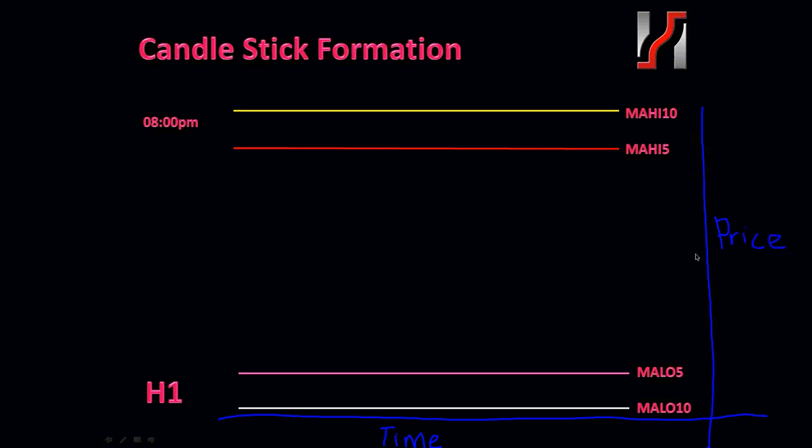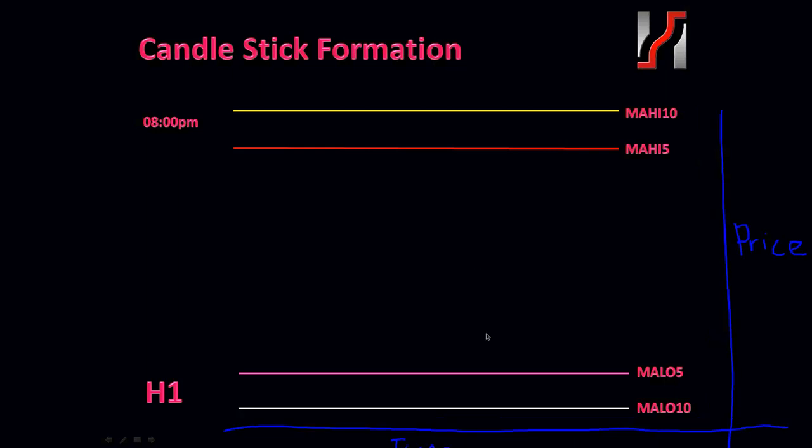Okay, all right. So let's say, for example, that we're looking at H1 and the time now is, for example, 8 p.m. What you need to understand when it comes to these two pairs of indicators is that Mahi 5 and Mahi 10 are sell indicators, and Malo 5 and Malo 10 are buy indicators. It's fairly straightforward that we need to buy at the bottom and sell on the top.